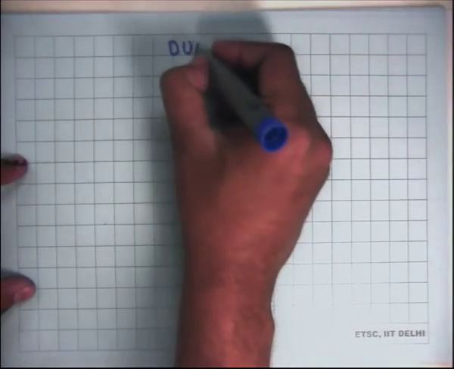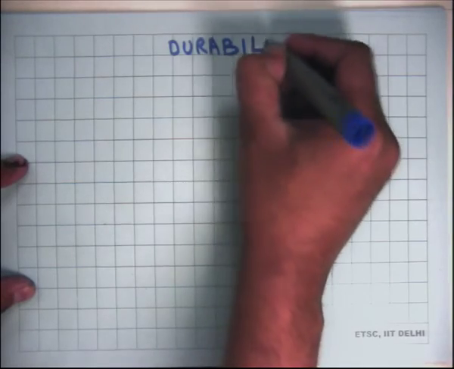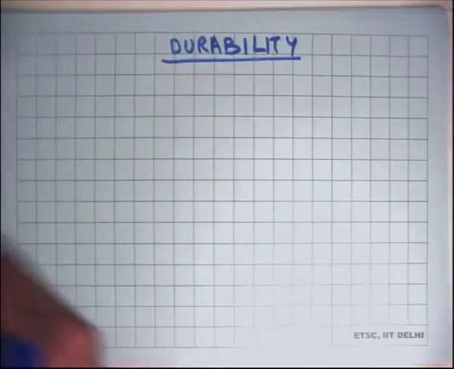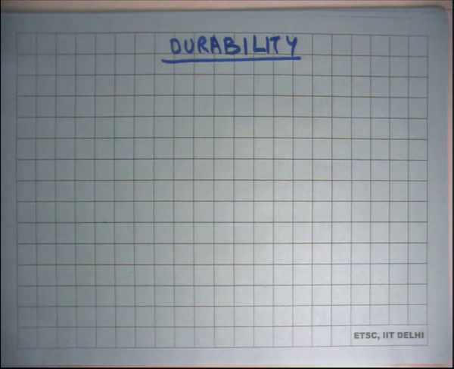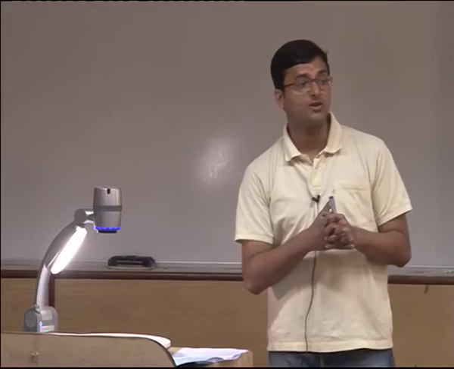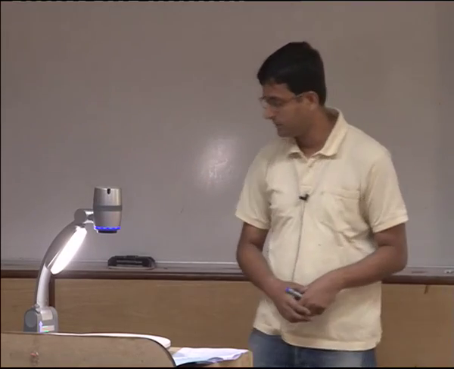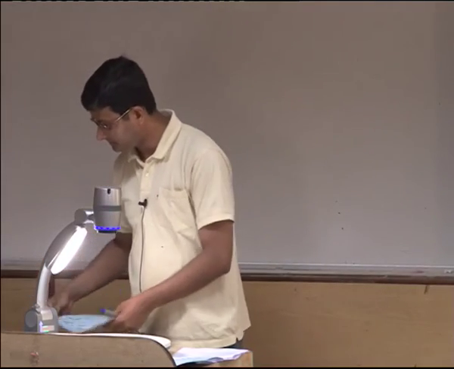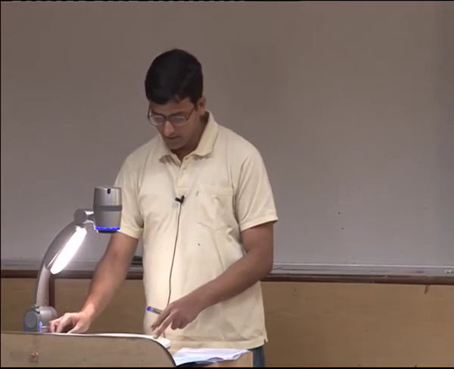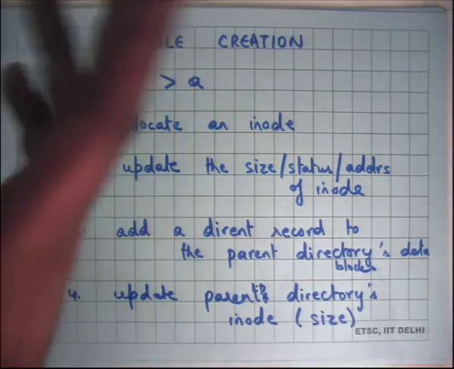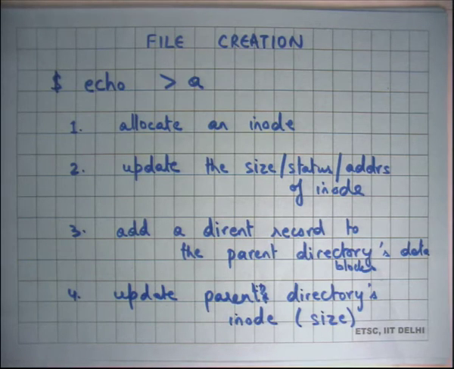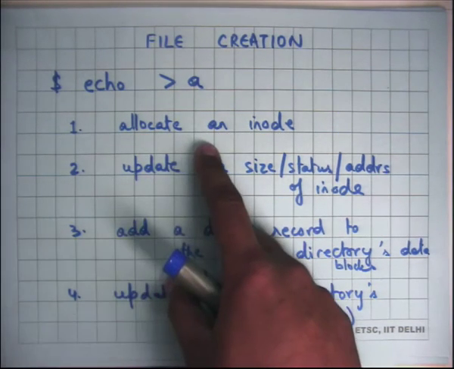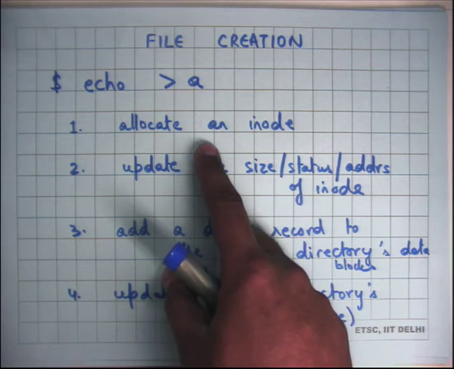Okay. Now let's look at durability. One of the most important and interesting aspects of file system design is that state should not become inconsistent across power failures. All right. So let's see what can happen. Let's say I wanted to create a file, and to create a file I needed to make at least 4 disk writes. These are the 4 disk writes, and after I made the first disk write, power crashes. There's a power crash.